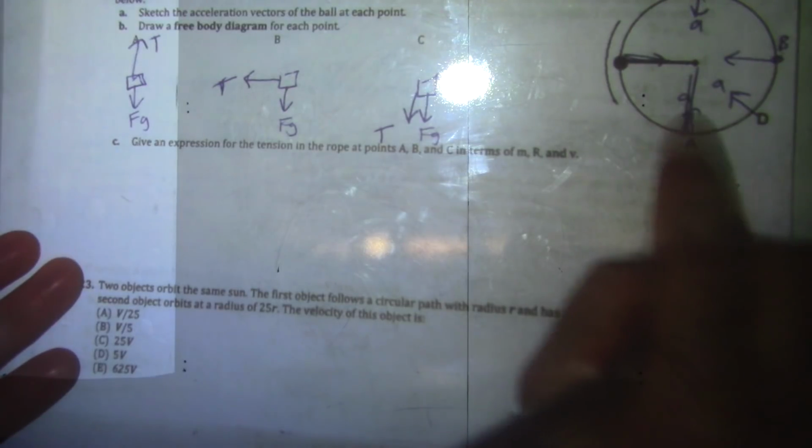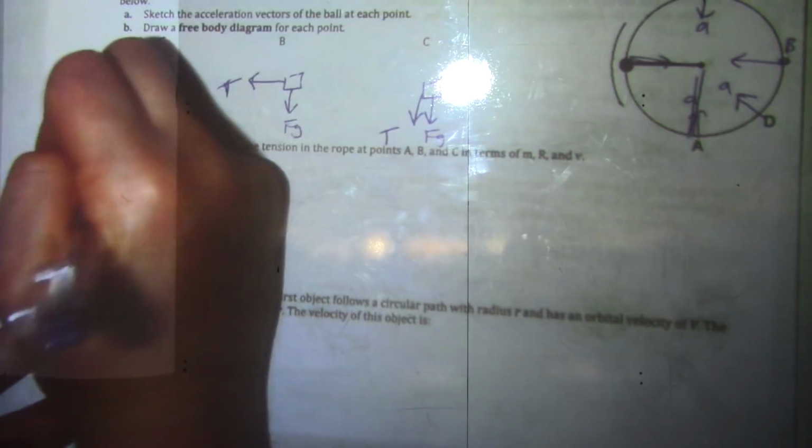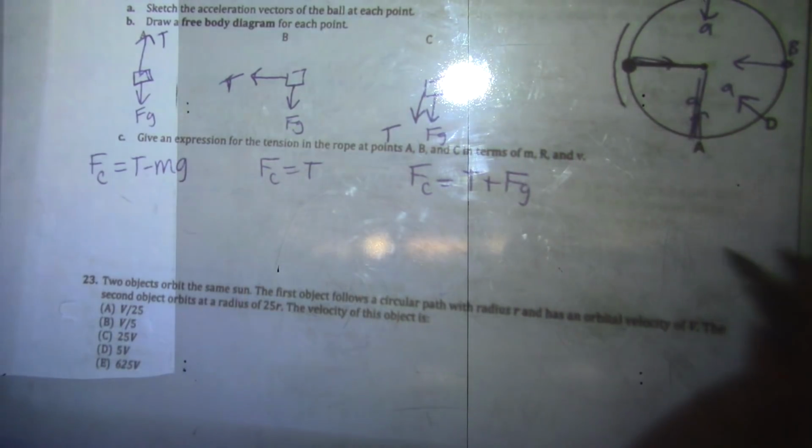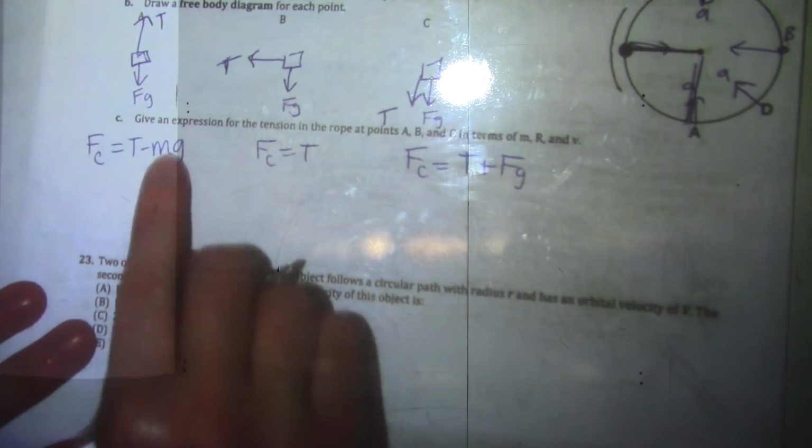Now I want to give an expression for the tension, so let's write. This is not a net force, it's a centripetal force. It's like a net force, but specifically for centripetal circular motion. So Fc here would be tension minus Fg. Fc here is just going to be the tension, and Fc here is both of them together, tension plus Fg. Now I'm going to get the T by itself, so that's Fc plus mg, and this one is already by itself, and then this is Fc minus Fg.